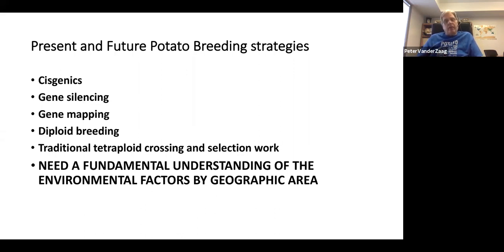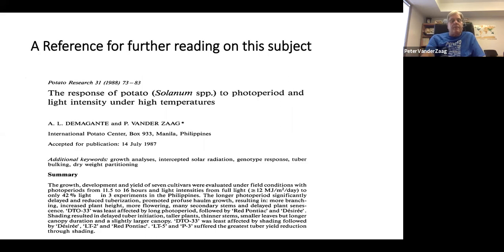So day length and light intensity are two very important factors that play into this. That's why I wanted to share this with you today, because I think it's fundamental that we understand the environmental factors by geographic area as we move ahead with rapidly trying to improve potato production and become more sustainable in potato production around the world. With that, I want to end.